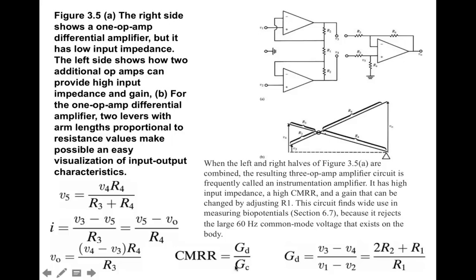So CMRR is the common mode rejection ratio. The gain is V3 minus V4 over V1 minus V2, and that's given in terms of the design resistors in the circuit on the left-hand side.